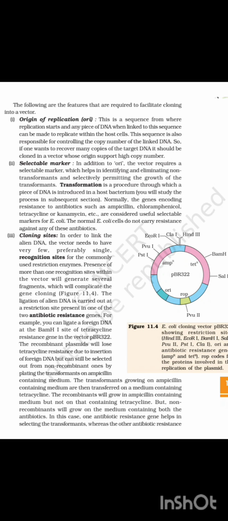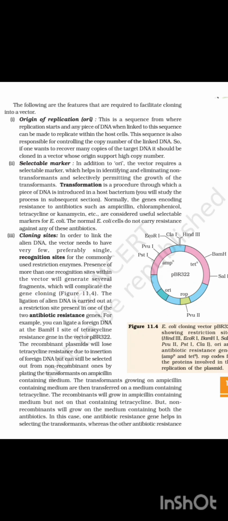Third, cloning sites. In order to link the alien DNA, the vector needs to have very few, preferably single, recognition sites for the commonly used restriction enzymes. Presence of more than one recognition site within the vector will generate several fragments, which will complicate the gene cloning.